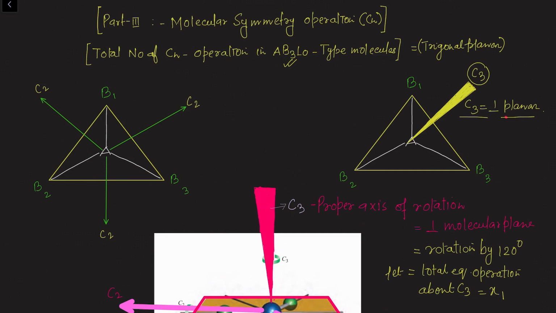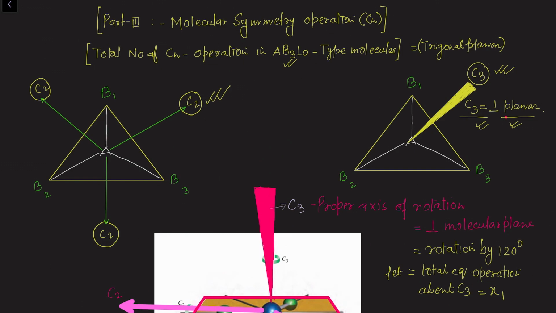we must know how many proper axes of rotation are present in a given molecule. So in an AB3L0 type molecule, two different types of proper axes of rotation are present. One is C2. In this molecule three C2 axes are present, which is visible like that, and I mark them in this way. And one C3 axis of rotation is present. Now this C3 axis of rotation is perpendicular to the molecular plane.